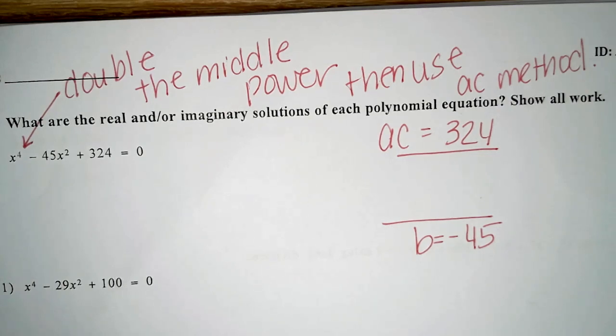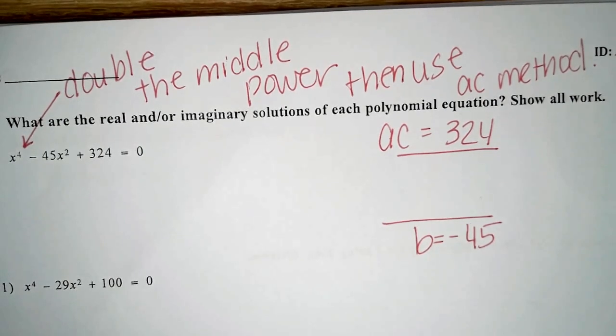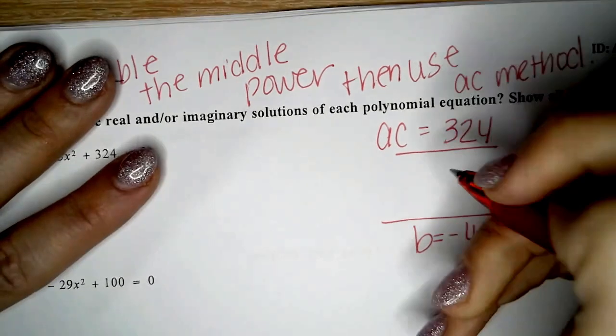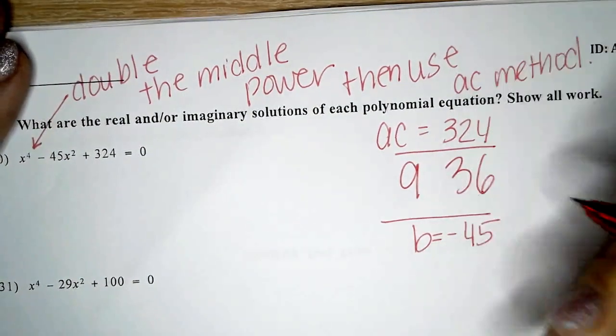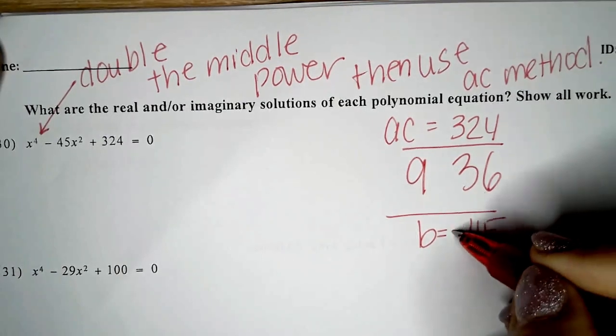162 and 2. That doesn't give me 45, so let's try it again. I think one of the numbers is 18. Maybe not. 9? 81 and 4. Ooh, I like 81 and 4. But does that give me 45? No. How about 36? No, it has to be 41. 9 and 36? All right. 9 and 36. Emerson found it. What kind of 9 and 36, if they multiply to be positive and they add to be negative?